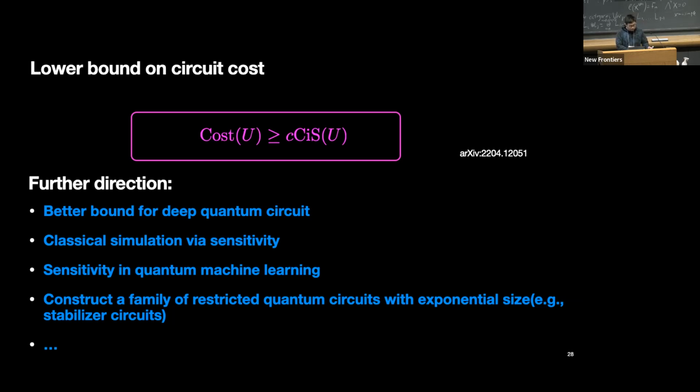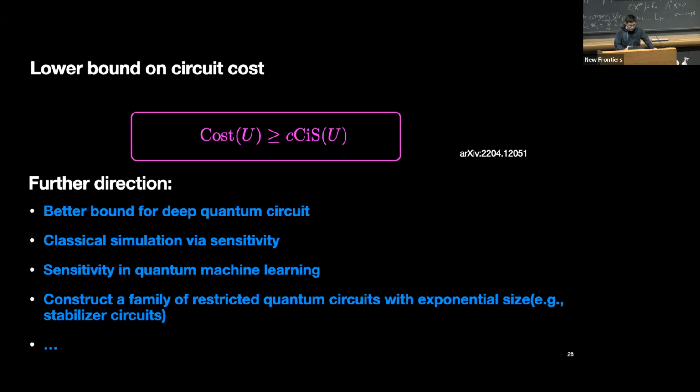And the third thing we are considering is the sensitivity in quantum machine learning, especially its connection with the generalization error of quantum machine learning algorithms. Generalization quantifies the behavior of the learning algorithm on the data you haven't seen, outside of the sample set. So this is also a problem we are considering now.